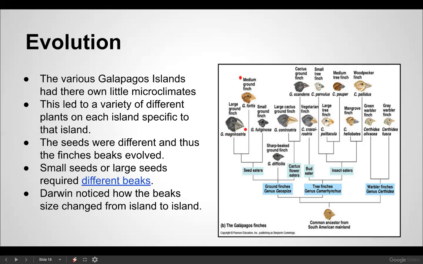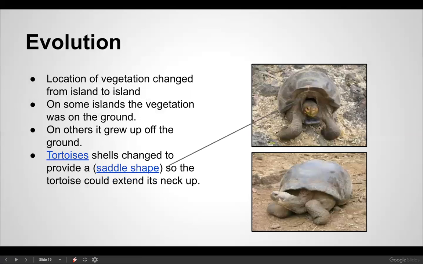The various Galapagos Islands had their own little microclimates, so slightly different conditions: more water, less water, more heat, less heat. This led to a variety of different plants on each island specific to that island. The seeds were different, small seeds versus large seeds. Darwin noticed how the beaks changed. So these birds were different on each island. Same thing with the tortoises.